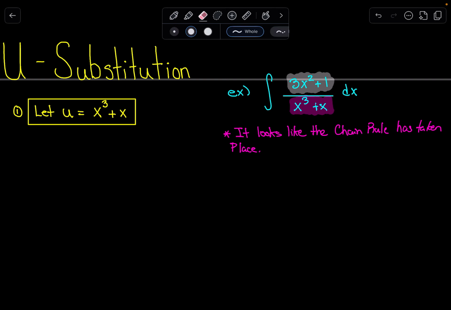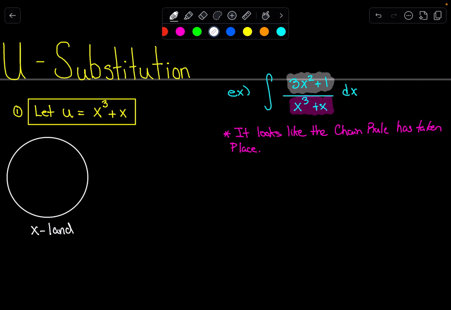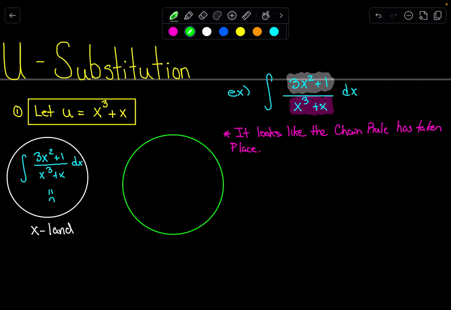Okay, so the first step is we're going to let u equal x cubed plus x. And remember that I had tried to give the intuition that we're starting this problem off in what I called X land, right? We're starting off over here, and doing this integral as is very difficult. So trying to solve the integral of 3x squared plus 1 over x cubed plus x dx, sad face, very hard. And so I claim that if we go to a brand new land, if we go over here to U land, which looks bigger and better and more awesome, then our life is going to be easy, okay?